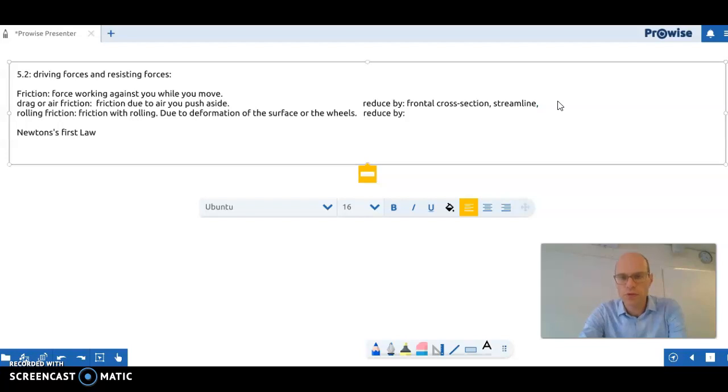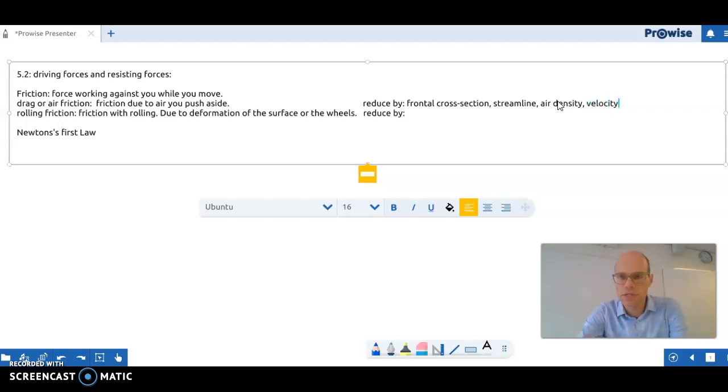Besides the streamline, there's something else, for instance with speed skating. If you look at where they go the fastest, at which oval or ring they go the fastest, it is at high altitude. That is because the air is less dense over there, so the air density is less. If you reduce one of these three, you basically reduce the friction as well. And last but not least, you can also reduce the air friction by reducing the velocity or the speed.